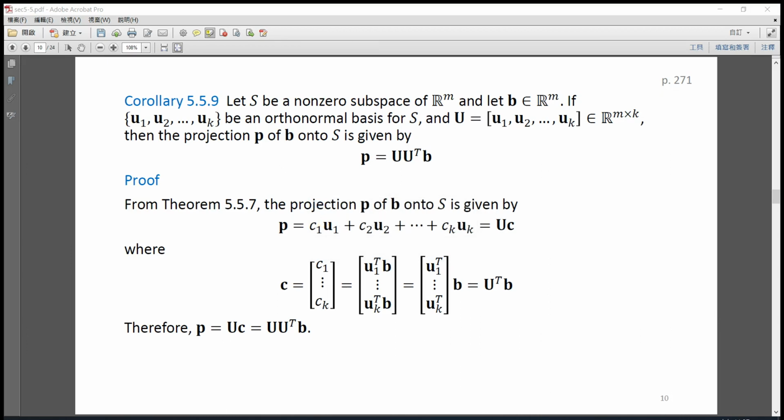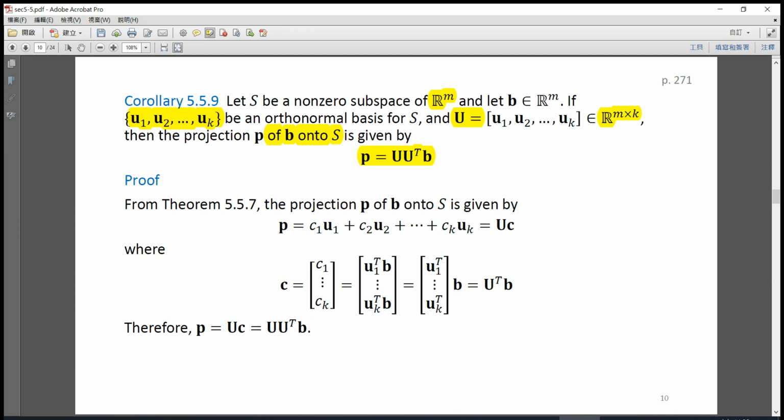Next, we introduce Corollary 5.5.9. Let S be a non-zero subspace of Rm, and B a vector in Rm. If U1, U2 up to Uk is an orthonormal basis for S, and we define the matrix U as U1, U2 up to Uk, which is a matrix of dimension m times k, then the projection P of B onto S is given by P equals UU transpose B.